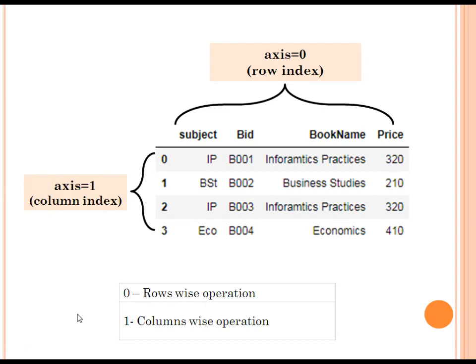Now see, the data frame has 2 axes. This you already know, but it is just a little revision. Axis 0 is the row index. Axis 1 is the column index. 0 is row wise operation, 1 is column wise operation. But in row wise operation, you have to see the columns, and in column wise operation, you have to see the rows. Okay, children?